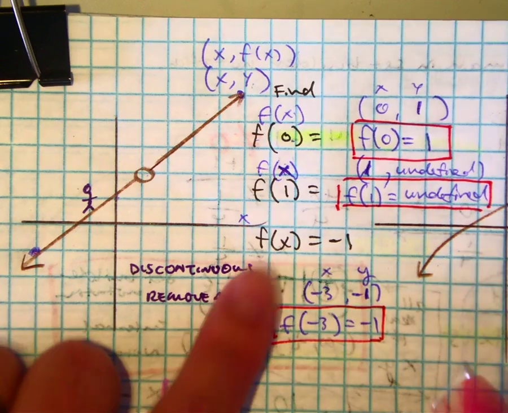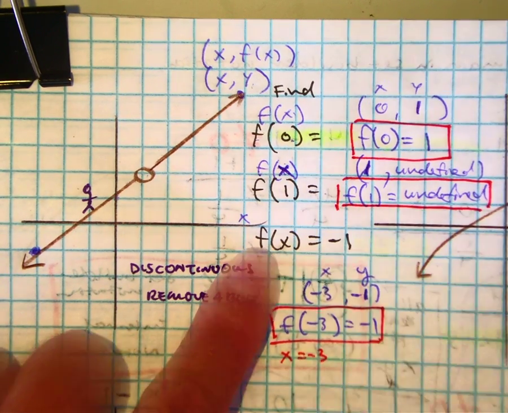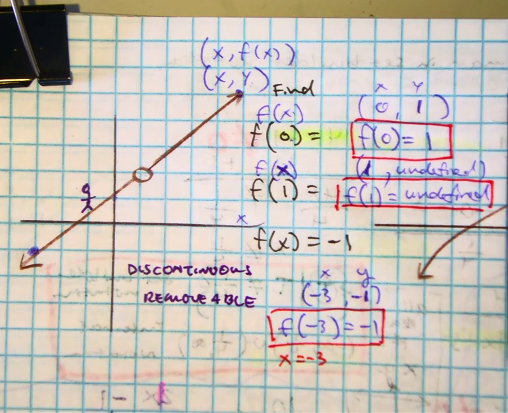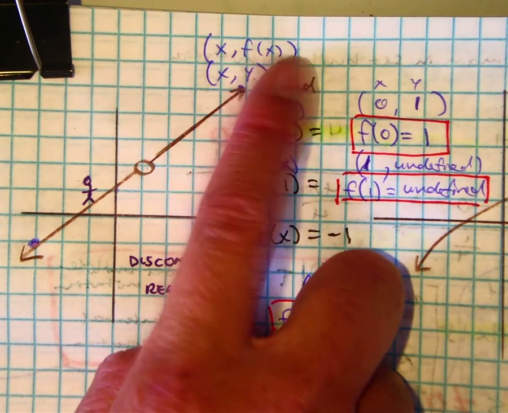So in that problem, the x value is equal to negative 3. So function notation is just a fancy way of taking ordered pairs and writing them in this format.